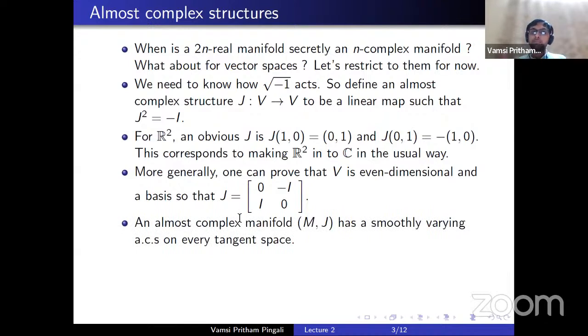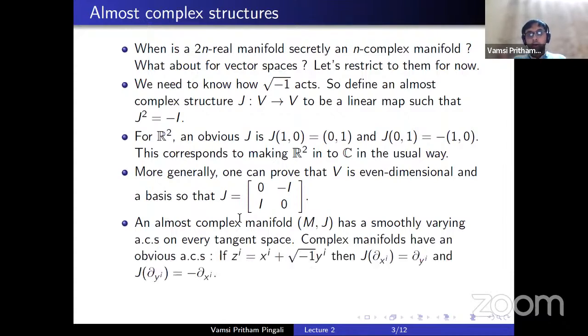An almost complex manifold is a manifold such that every tangent space has an almost complex structure, and these almost complex structures vary smoothly. Now, complex manifolds have an obvious almost complex structure: you choose a complex coordinate chart, so the holomorphic tangent space is Cn, and Cn can be identified with R2n, and the most obvious almost complex structure, namely this particular one, does the job.